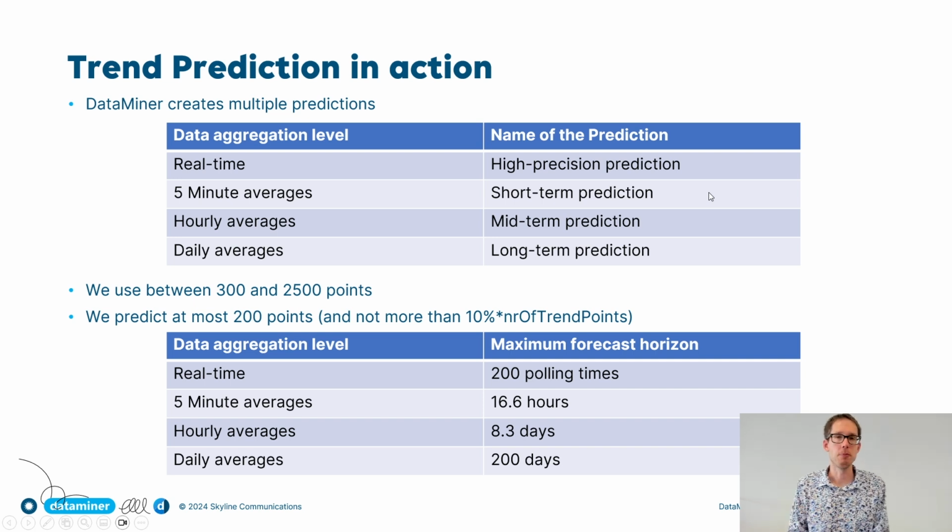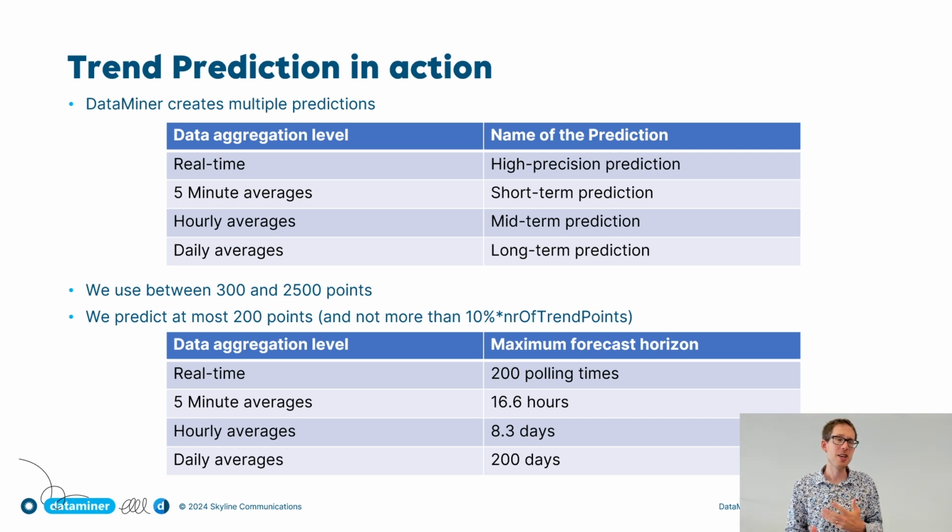Now, how many data points do we need to create a prediction? Well, we typically use between 300 and 2,500 points. If you have less than 300 points, on a certain aggregation level, then we will not create a prediction on that level. So how much history do you need? At least 300 points.